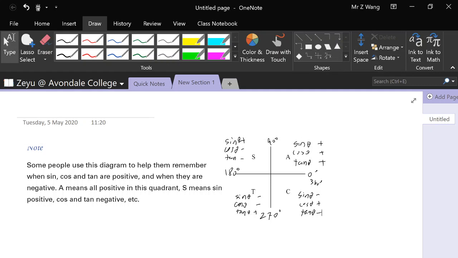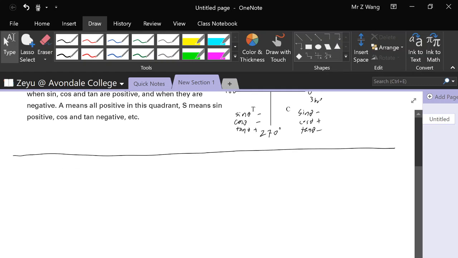So what's the alternative way? The alternative way, the way that I personally prefer, is to look at each function. We have to know their period. I hope you know what period means. If you don't know, go to the textbook and look for the definition of period.